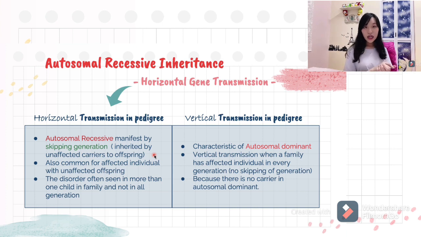However, in the third generation, the children, they are individuals who are affected with the disease. So we can clearly and vividly see that there is skipping of generation occurring in this family, where the second generation does not have the disease at all.